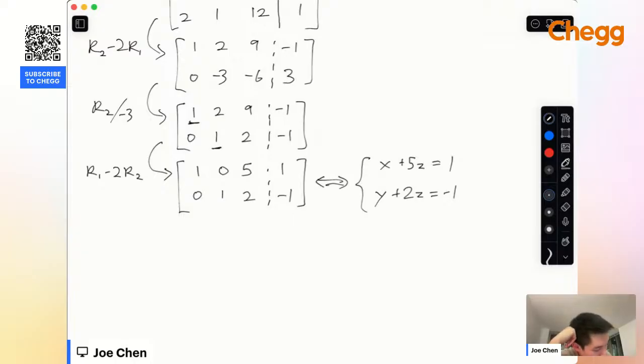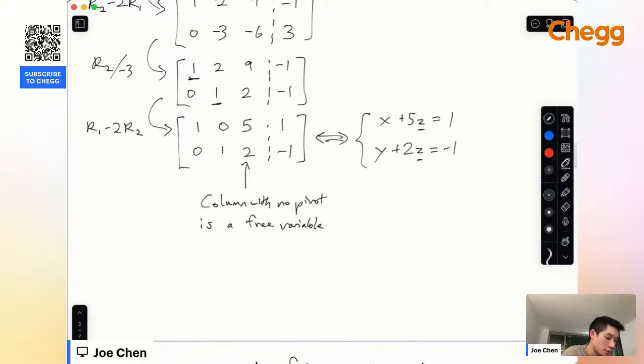So what I can do is this extra variable z, I'm going to call a free variable. So in the matrix, this is a column with no pivot. So let me write: column with no pivot is what we call a free variable. And I'll come back to that terminology in a second.